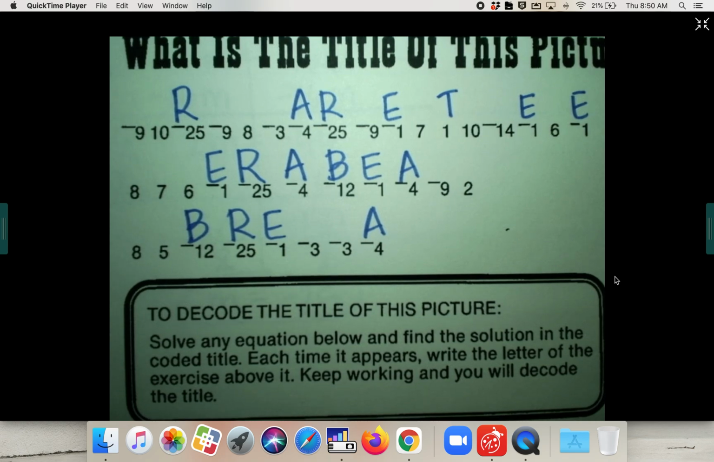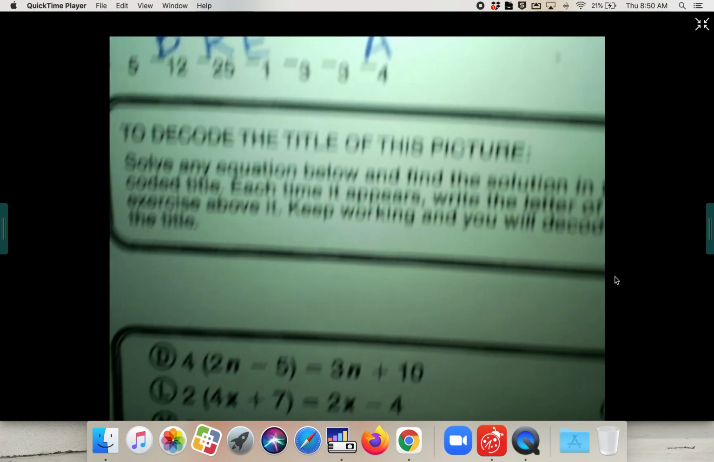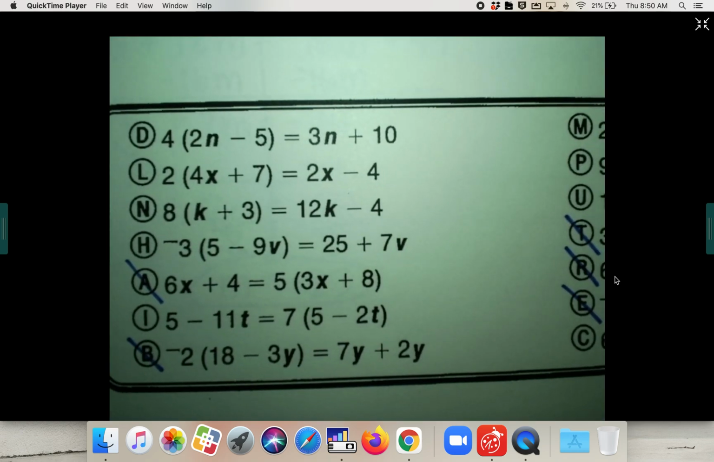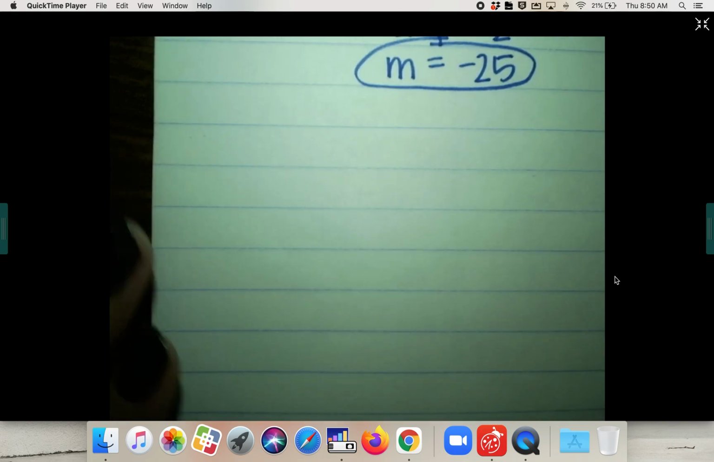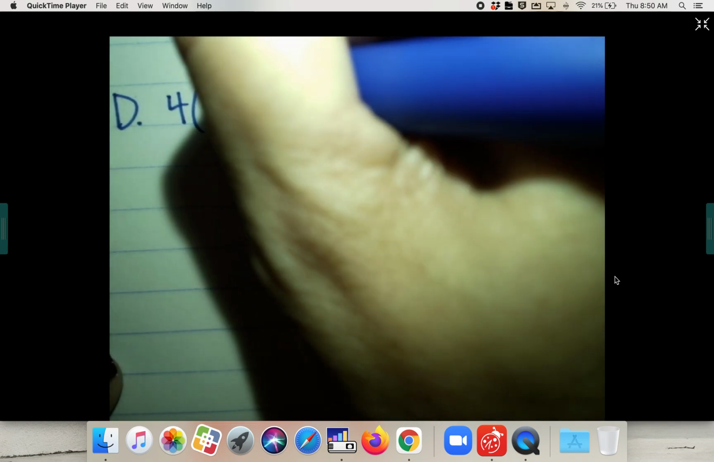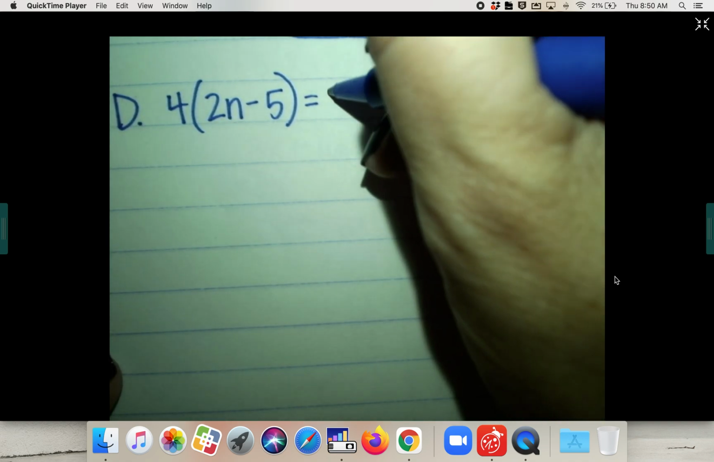Okay, raise your hand. Who would like to choose a letter? Christian, you have not chosen one yet. So let Christian pick. D. D as in dog? Yeah. Okay, Christian wants D. Here we go. The letter D's equation is 4 times the quantity 2n minus 5 equals 3n plus 10.